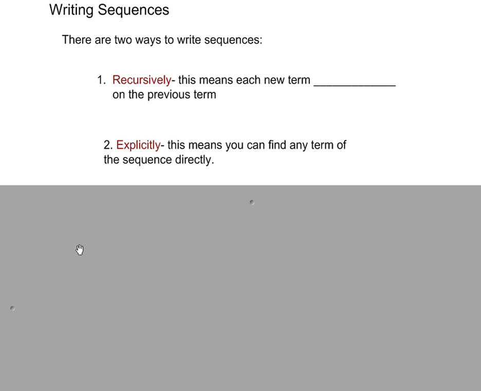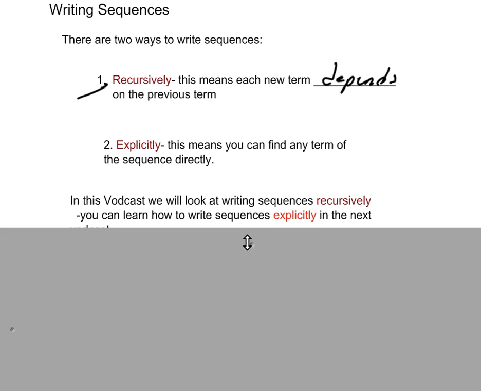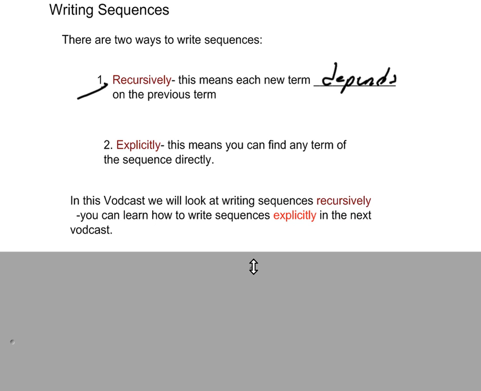How do you write sequences? Well, there's two ways to write sequences. You can write a sequence recursively, meaning that each new term depends upon the previous term, or you can write a sequence explicitly. This means you can find any term in the sequence directly. For this podcast, we're going to be focusing just on writing sequences recursively, and in the next podcast, we'll write sequences explicitly.